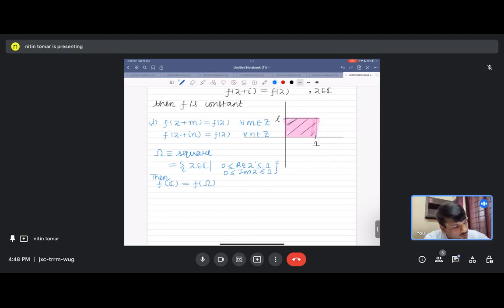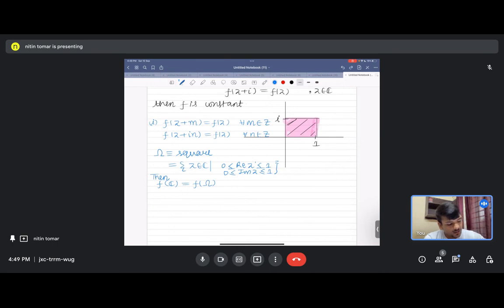Because see, you choose any point here, then you keep on decreasing using this relation and you land inside the square. Yes or no? For example, if you are here, then you keep on decreasing by 1, or 1 plus iota, and you will come back to the square.